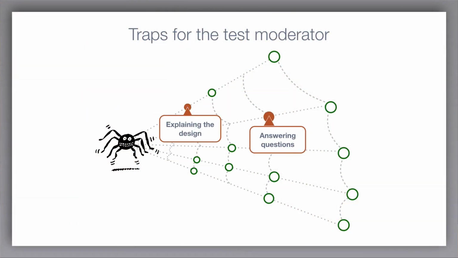A second common trap that I see test moderators fall into is explaining the design. So often in a usability test, participants will go about using the system differently to the way we expected. And it's very tempting when they do that to step in and tell them that they're doing it wrong and help them over the hump and explain what they should actually do next. You obviously don't want to do that in a usability test because you want to know how they actually use it, warts and all. How do they go about doing it, even if they do it the wrong way?